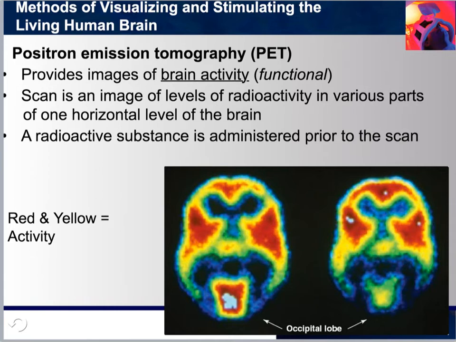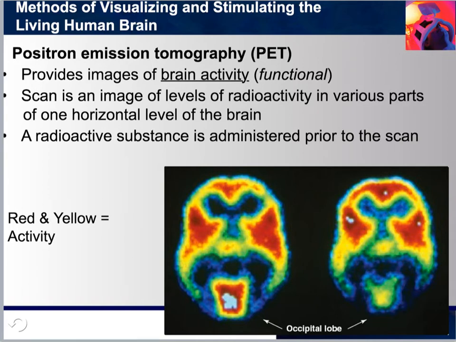However, unlike glucose, which is metabolized, radioactive 2DG cannot be metabolized. And because of that, it accumulates in these active neurons or in associated astrocytes until it is gradually broken down. Each PET scan in here has an image of the levels of radioactivity indicated by color coding. Red and yellow represents activity.